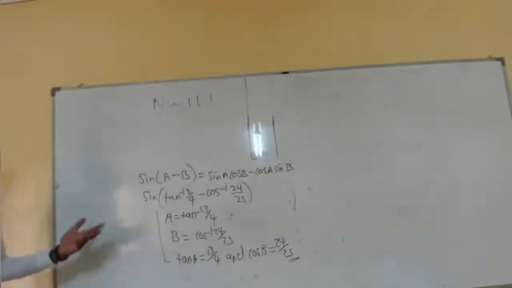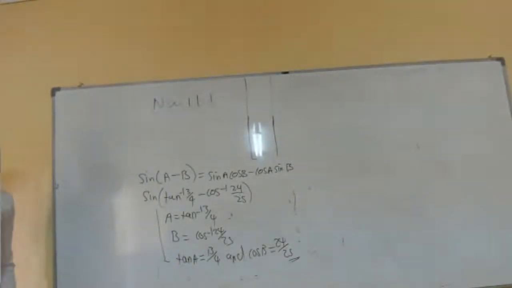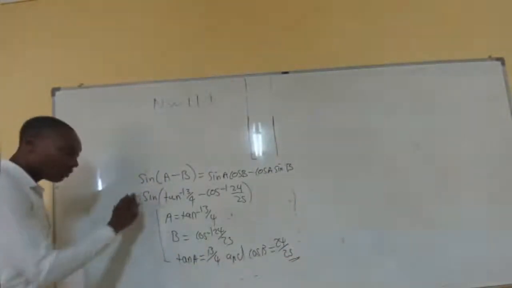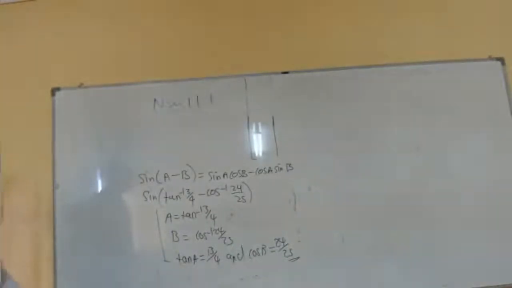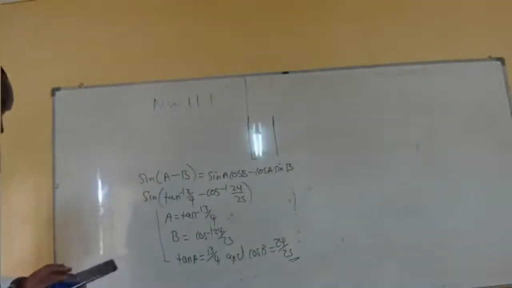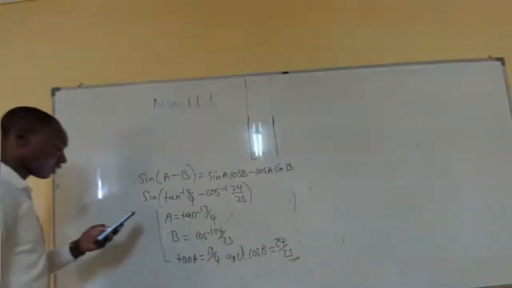Then after that, we found the values. Right. So we're saying this is the standard way of doing things. Okay, that's the standard way of doing things.